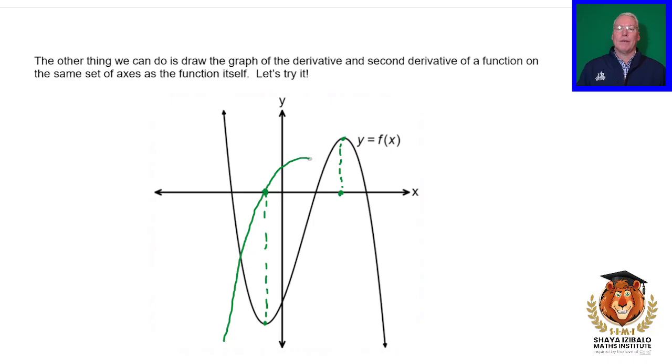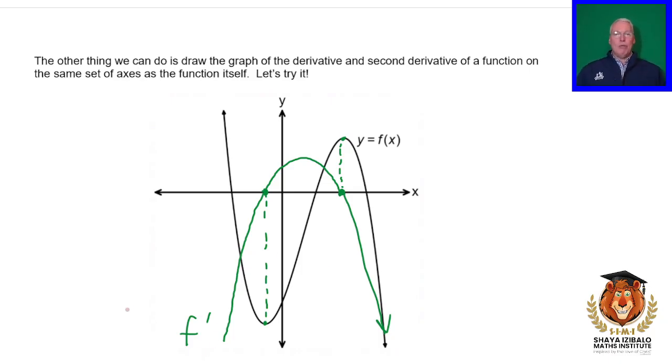In between these two turning points, the black graph has got a positive gradient, so our parabola must be above the axis. At the turning point, the parabola is back on the axis because the gradient of the black graph is 0. And after that, the gradient of the black graph is negative, which is why the parabola goes underneath. This green graph is the graph of f dashed.